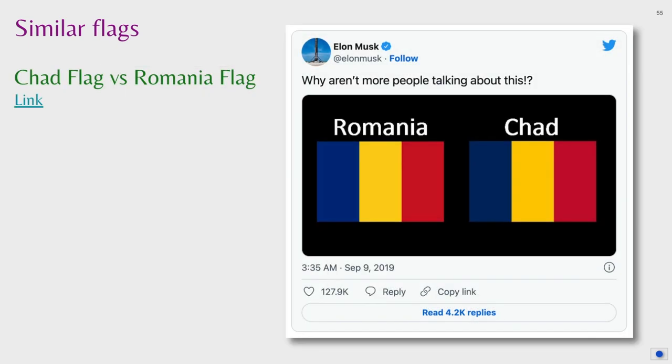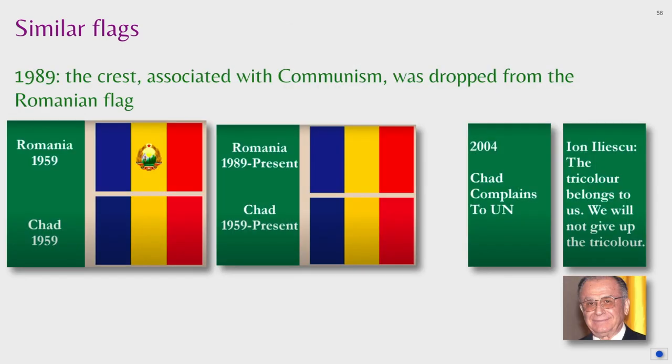Elon Musk, getting slightly more engagement than the Irish Foreign Ministry, to be fair, wonders why more people aren't talking about the similarity of the flags of Chad and Romania. But, of course, people are talking about it online, with the Romanian president at the time, Ion Iliescu, refusing to give up the colours.